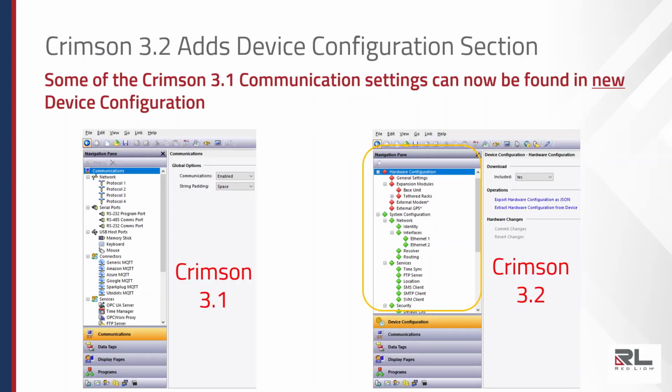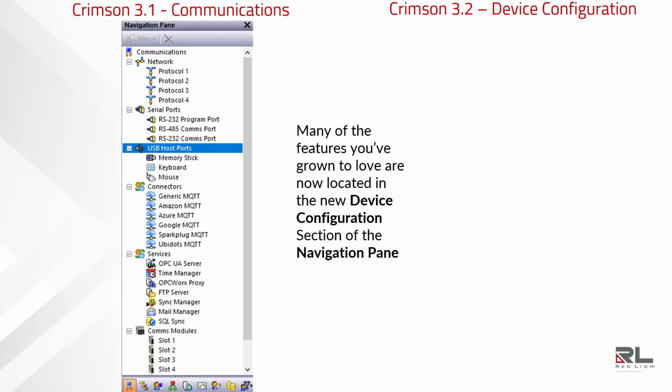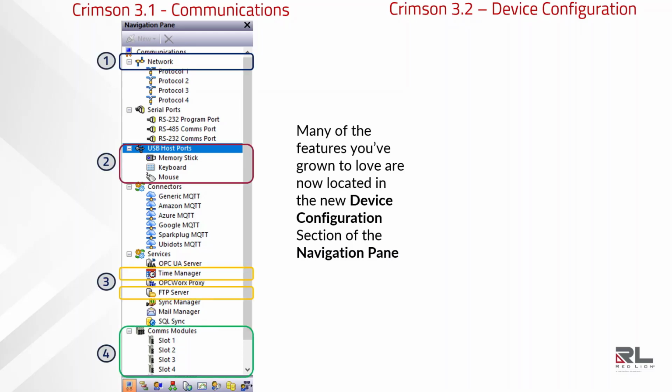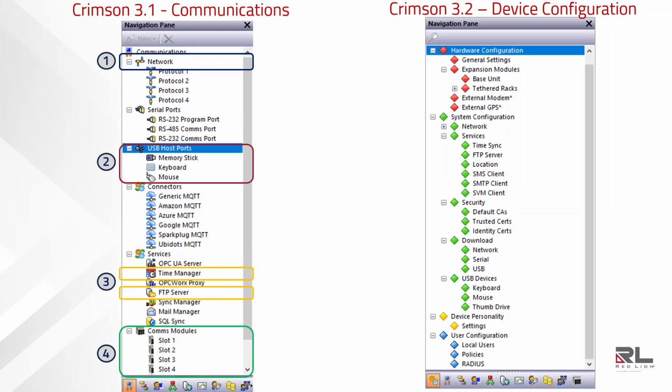And when you open up the Crimson interface, you'll see another big change. So there's a new section added, Device Configuration. And many of the features that you used to interact with in communications can now be found in the Device Configuration section. So let's take a look at what those are and where they may have moved to. On the left-hand side of the screen, you see Crimson 3.1's communications section. And so let's take a look at some of the important features and see where they may have moved in the Device Configuration section in Crimson 3.2.